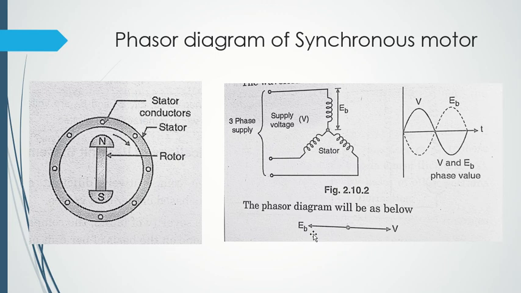Now let's go to the equivalent circuit. But before that, let me show you the waveforms. This is the waveform of voltage, and as EB is 180 degrees shifted, the waveform of EB will be totally opposite. Ignore the magnitude for a moment, but it will be in the opposite direction. We will come to magnitude slowly.